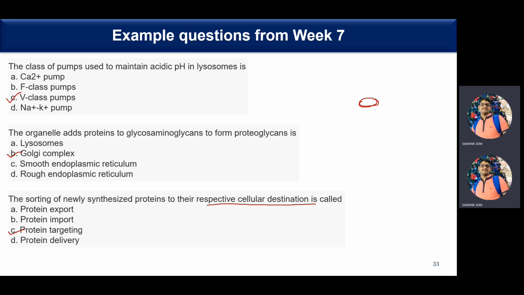Correct. Now it has to go to the nucleus or ER or cytosol or the mitochondria. That will depend on the export or the sorting signal. The sorting signal is also known as protein targeting, because it's targeting to a particular organelle.